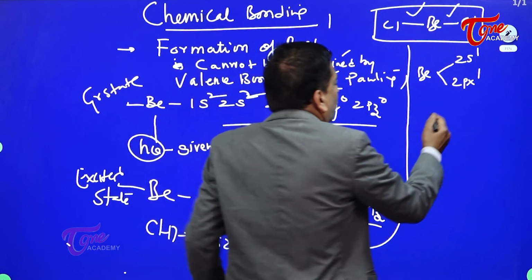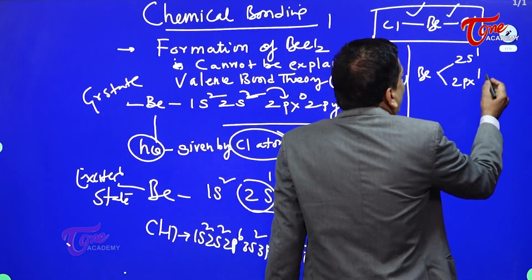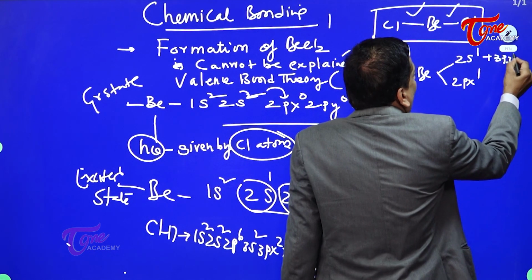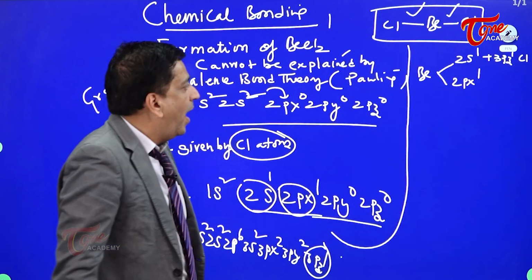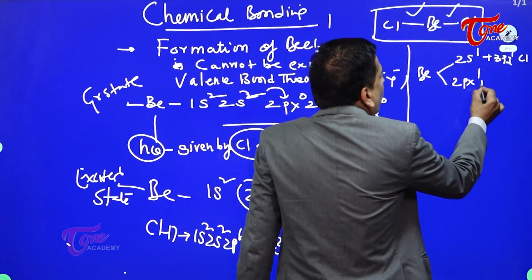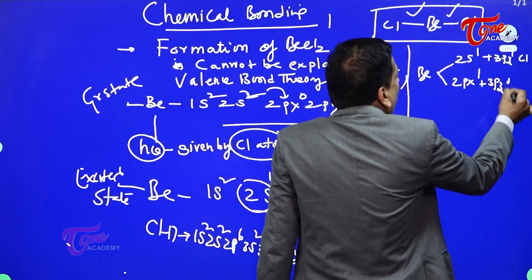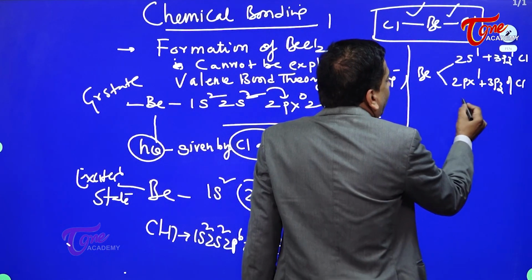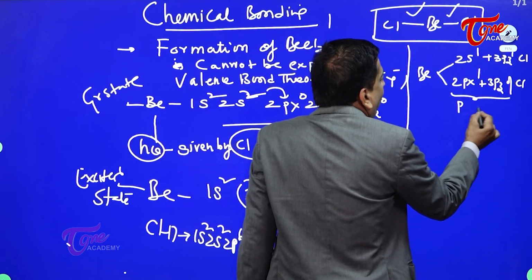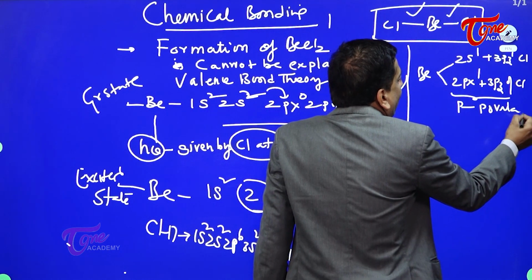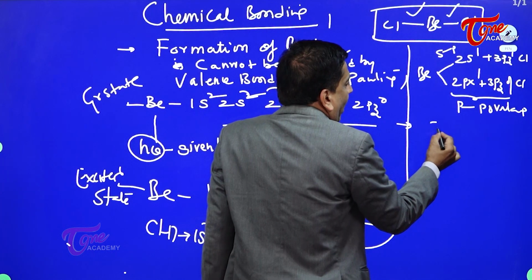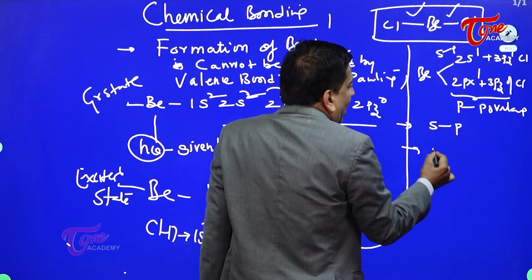You have two chlorine atoms. One chlorine atom in 3pz, you have one electron of chlorine. And the other one must be overlapping with the 3pz of chlorine. So now you have two types of overlapping. The one is the pp overlap. The other one is an sp overlap. So two types of overlapping: s and p, and p and p.